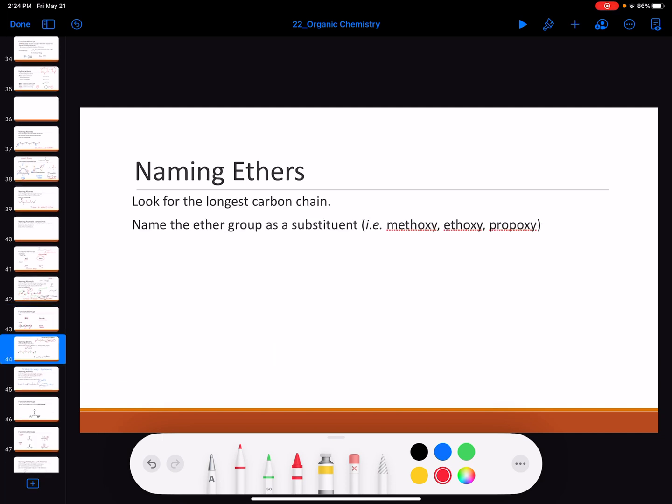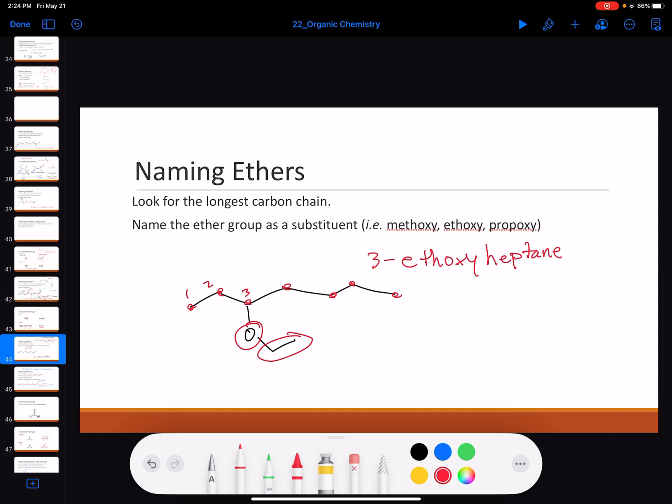How do we name them? Well, ethers are easy because we just look for the longest chain, something like this, and then an O, and then let's say something like that. I would say this is 1, 2, 3, 4, 5, 6, 7, so that would be heptane. And on carbon number 3, I have an ethyl group attached to an oxygen. Ethyl oxygen, I'm going to call that ethoxy, and there's actually no space between those words. So 3-ethoxyheptane. It's kind of nice because they don't change the ending, so they don't get priority. You'd name them just like any other substituent.